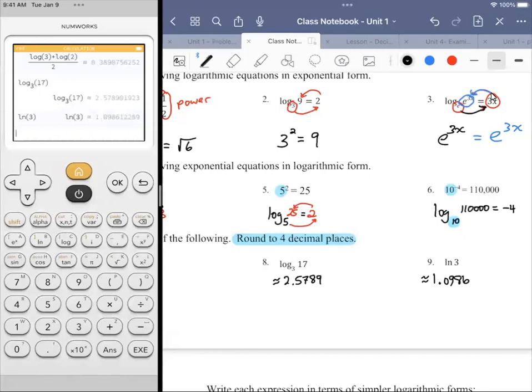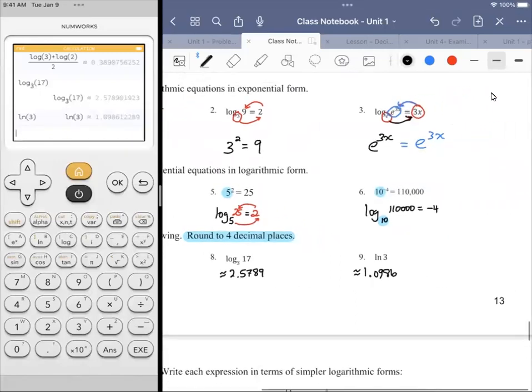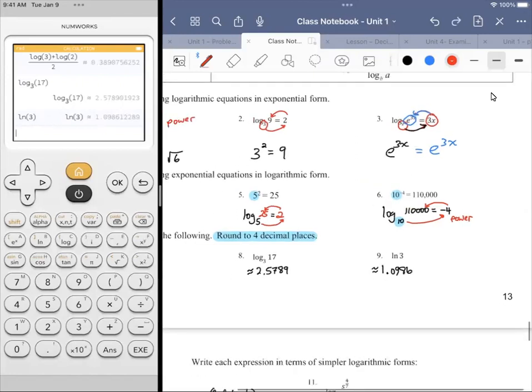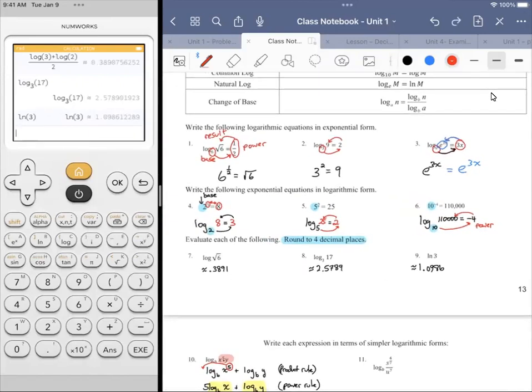Now, this one actually happens to not be true. That's kind of the point. Again, we're just dealing with the skill of converting from one form to the other, but it is equivalent. It's just not mathematically correct because 10 to the negative fourth is not equal to 110,000. But I can check it by saying, all right, I'm going to start off with a 10. The power should be negative 4. And the result should be 110,000. And that's what we have here. It's just a different way of representing it.